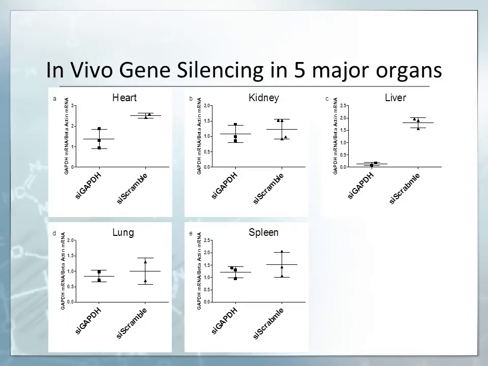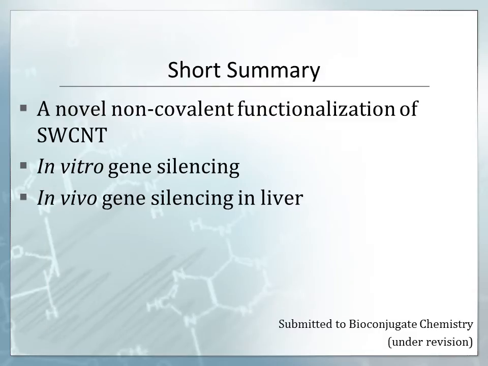This slide shows the gene silencing in 5 vital organs. We can see that there is significant gene silencing in the liver, but no gene silencing in other organs. So here is the summary of this project. We developed a new way to functionalize the nanotubes for siRNA delivery. It induced gene silencing in vitro and in vivo for the liver.